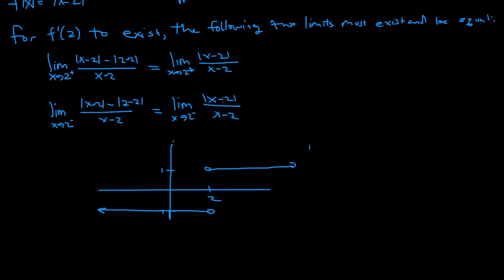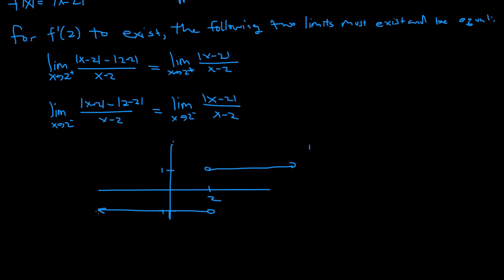At negative 3, you're going to have negative 3 minus 2 is negative 5. The absolute value of negative 5 is positive 5. On the denominator, you would have negative 3 minus 2, which is negative 5. So the quotient of 5 and negative 5 is negative 1. At x equals 0, you'd have 0 minus 2. The absolute value of 0 minus 2 is positive 2 over negative 2, which is negative 1.